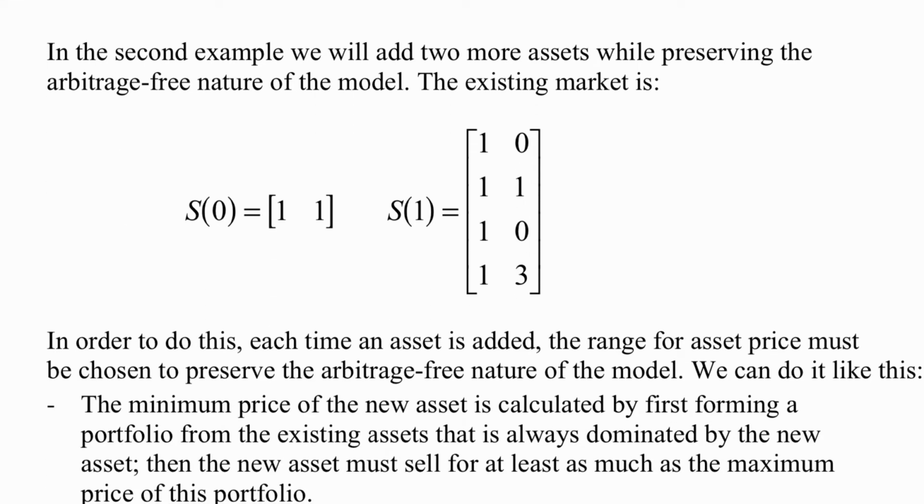In the second example, we will add 2 more assets while preserving the arbitrage-free nature of the model. So the existing market, in this case, is 1, 1, and then 1, 1, 1, 1, and 0, 1, 0, 3. Now you see the risk-free interest rate in this market is 0.